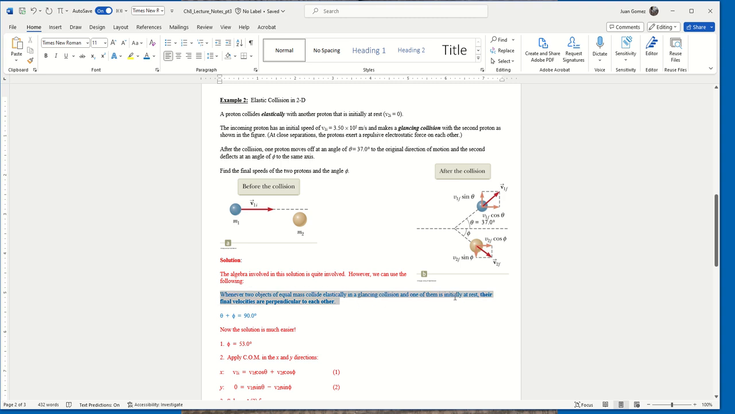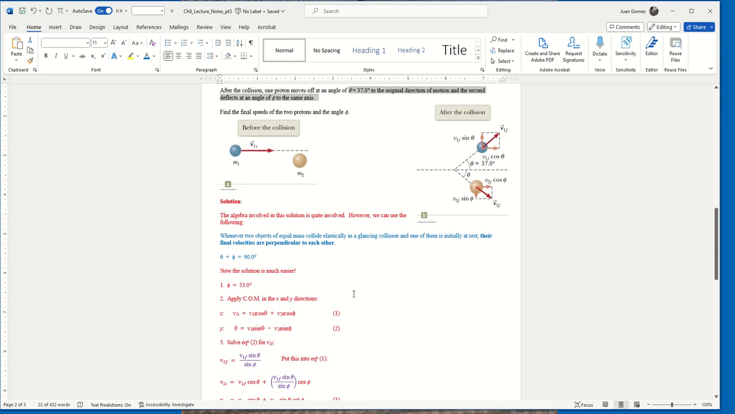Whenever two objects of equal mass collide elastically in a glancing collision, and one of the objects is initially at rest, I know that their final velocities, v1 final and v2 final, will be perpendicular to each other, meaning that theta plus phi equals 90 degrees. Now the solution's much easier, because I know the angle phi is 53 degrees, since theta was given as 37.